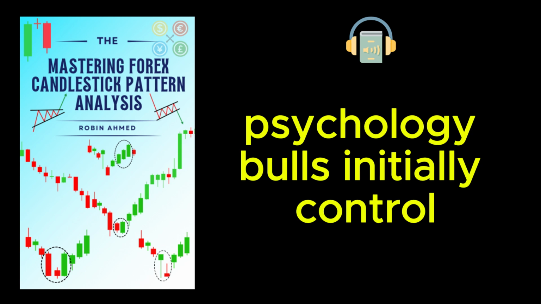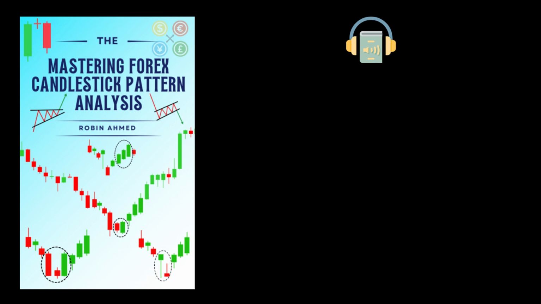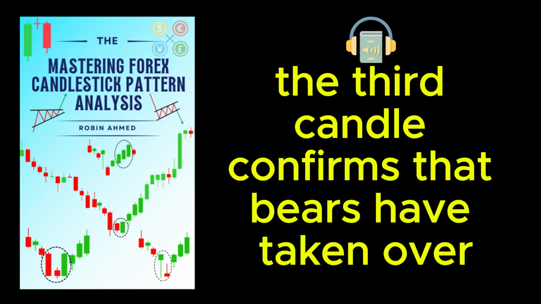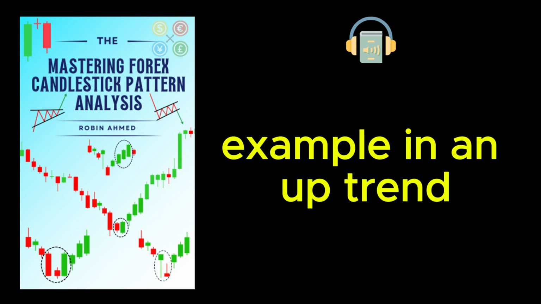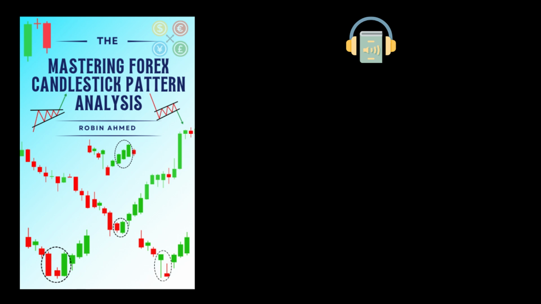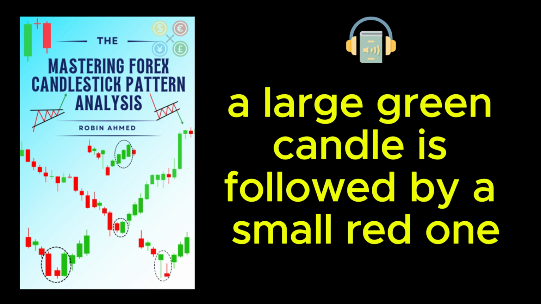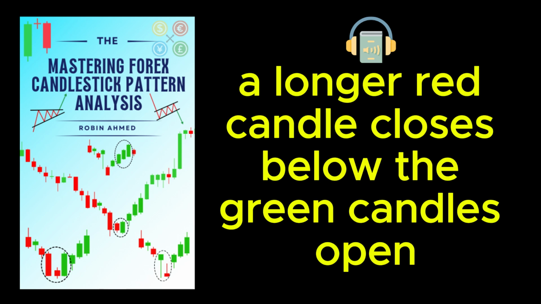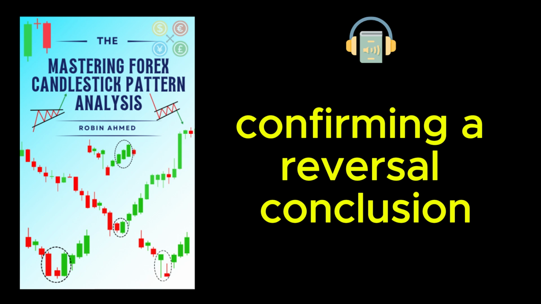Psychology: bulls initially control. Bears start to push back. The third candle confirms that bears have taken over. Example: in an uptrend, a large green candle is followed by a small red one, then a longer red candle closes below the green candle's open, confirming a reversal.